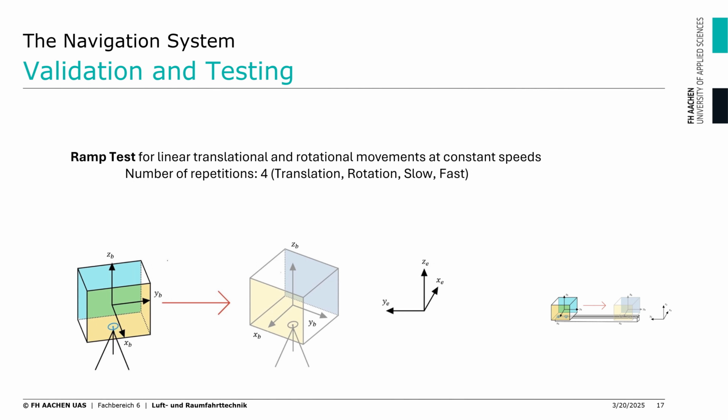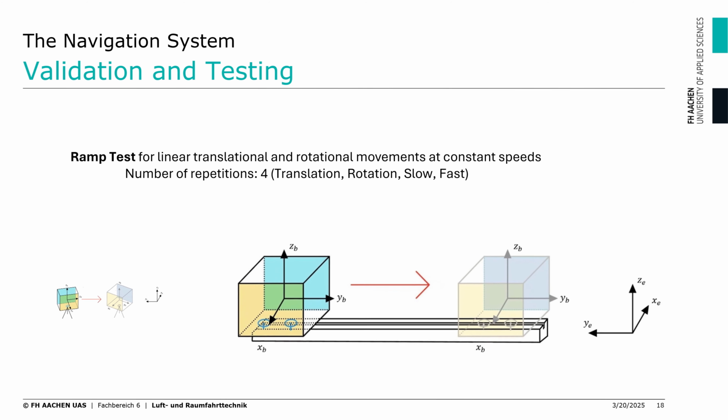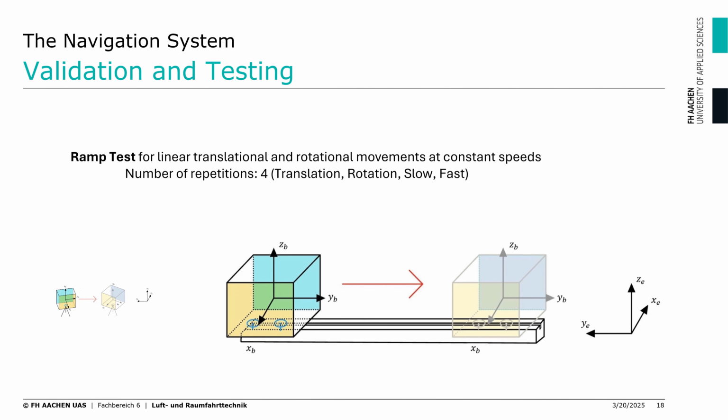For this, I decided to use the ramp test in translation and rotation, in which uniaxial linear movements are carried out at constant speeds. Here you can see the movement graphically. First for the rotational movement, which corresponds to a rotation around the global z-axis. The translational movement was tested separately by moving the demonstrator in the direction of the global y-axis.